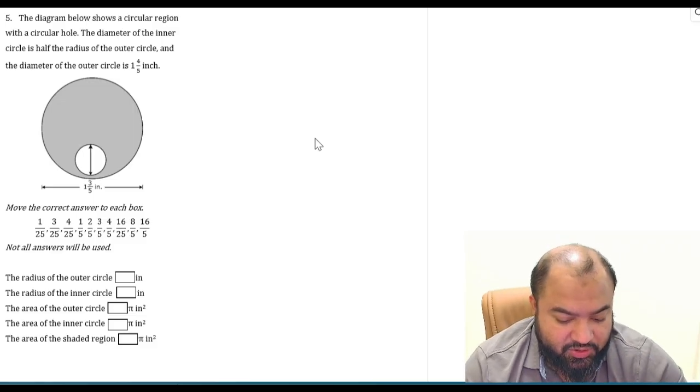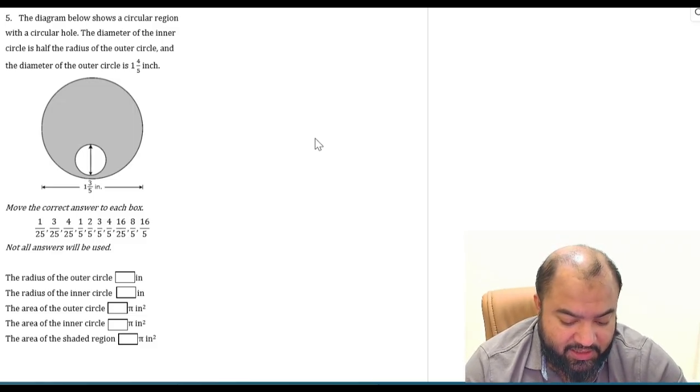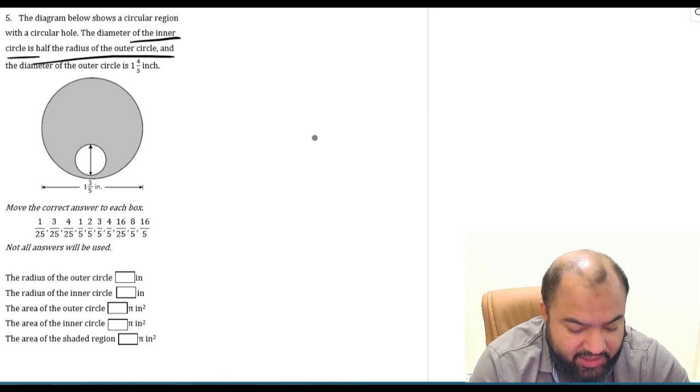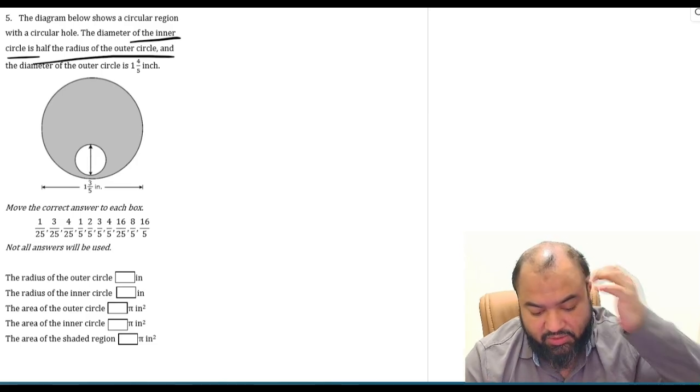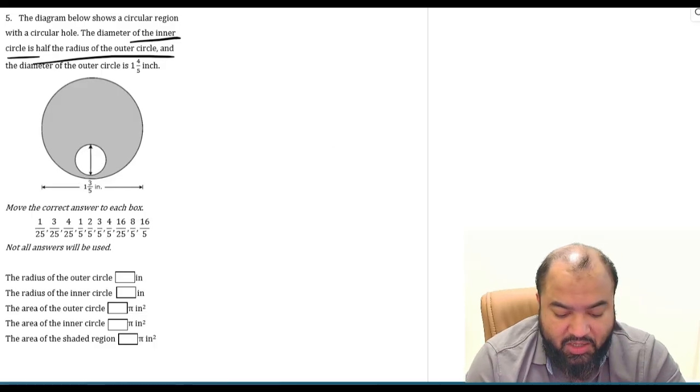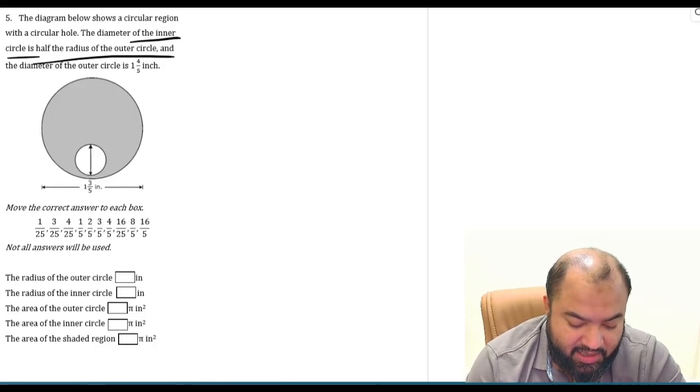So the diagram below shows the circle and it has a hole and everything. We did it. So what is this? The diameter of the inner circle is not given, which is half the radius of the outer circle. Okay, so the diameter of the inner circle is half the radius of the outer circle. We're going to deal with it later. Let's see what they said.